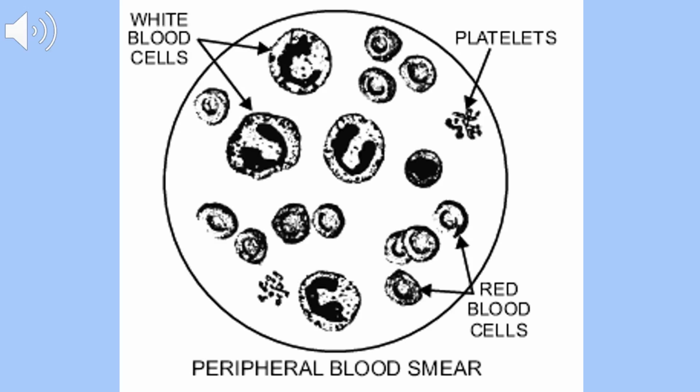Location: it is found in the blood vessels circulating throughout the body. Function: it helps to transport oxygen and other necessary materials to the body cells. It protects the body against pathogens and it also helps in clotting of the blood.